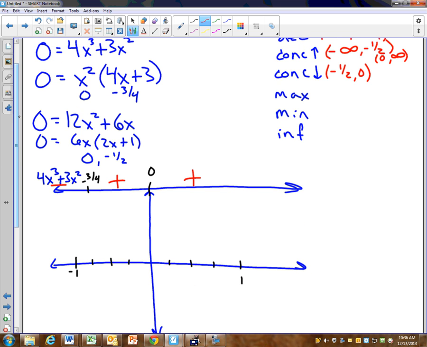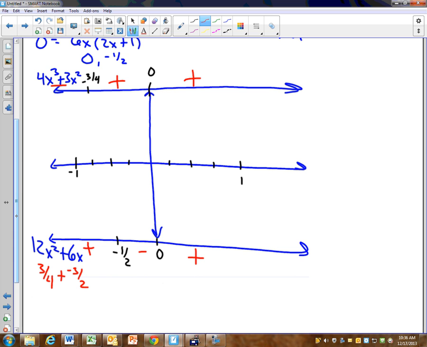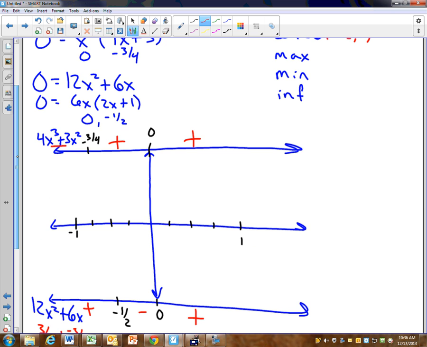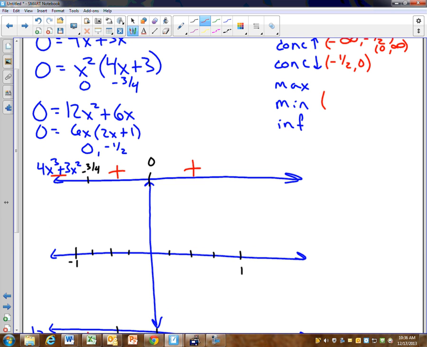Okay, here's the really interesting part. Look, as you look at negative 3/4, the function is concave up. So negative 3/4, is that going to be a max or a min? That's going to be a minimum. So you've got a minimum at negative 3/4.